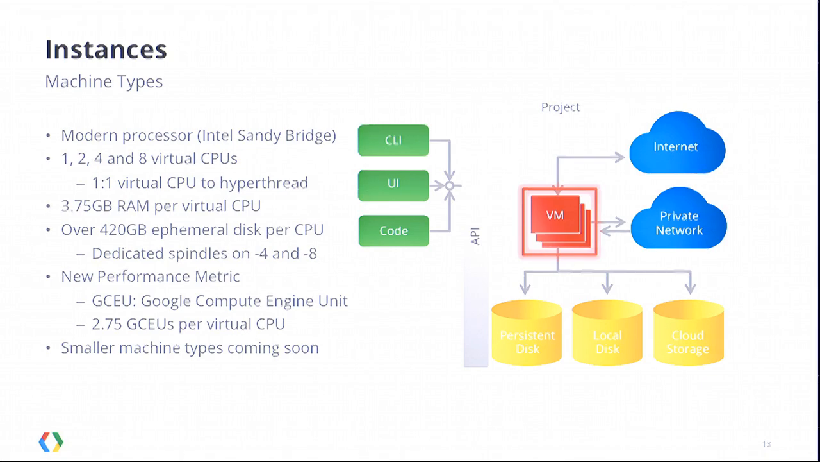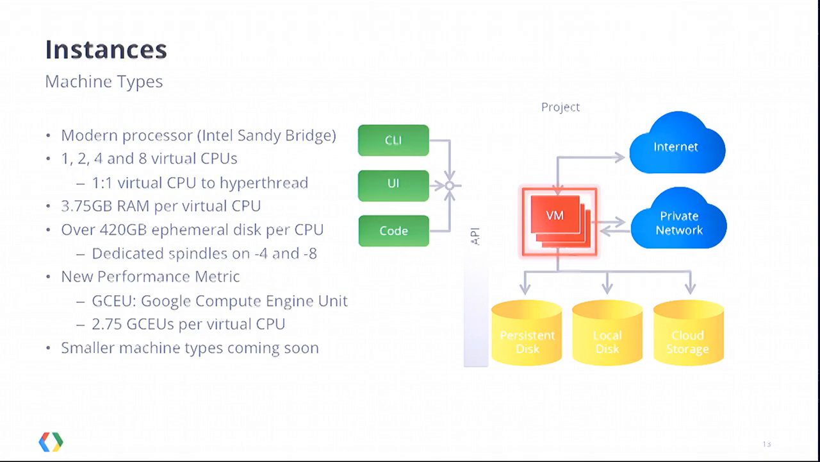And we're offering a significant amount of what we're calling ephemeral or local storage. And if you buy one of the bigger instances, so these are the 4 or the 8 core instances, you also are provided with dedicated spindles. And so this actually comes back to this level of consistency. If you know that you're the only one reading and writing from that disk, you're going to get a lot more predictable performance.